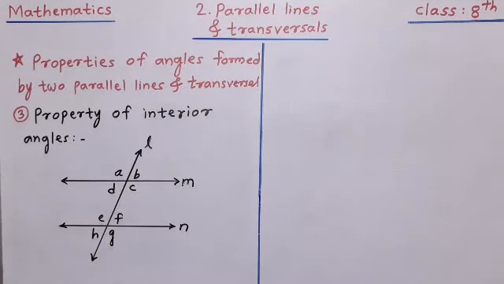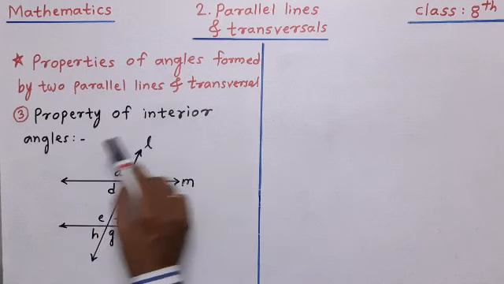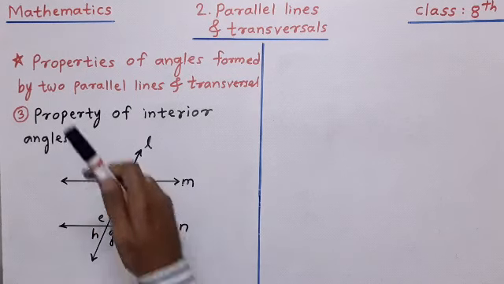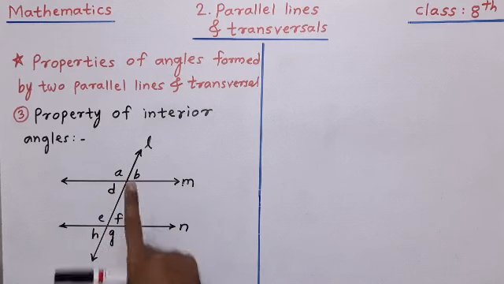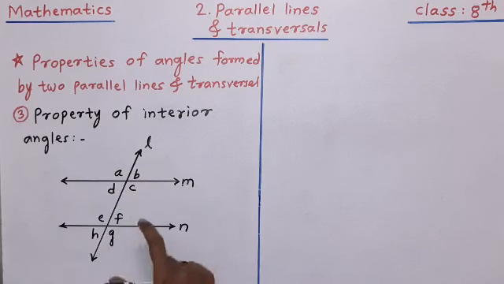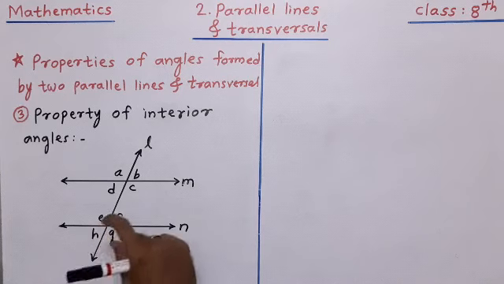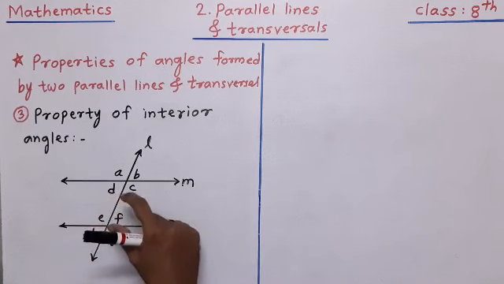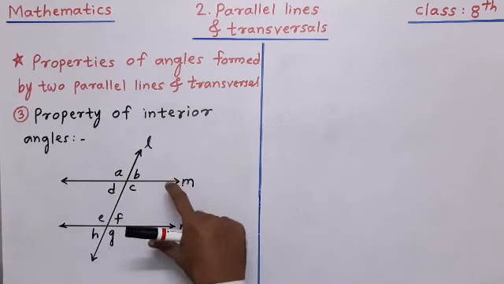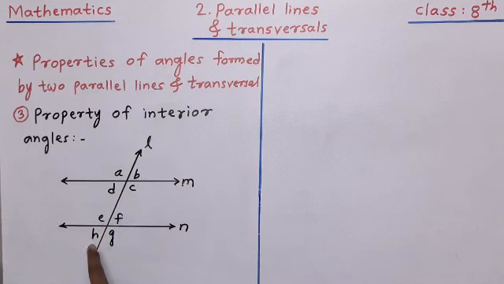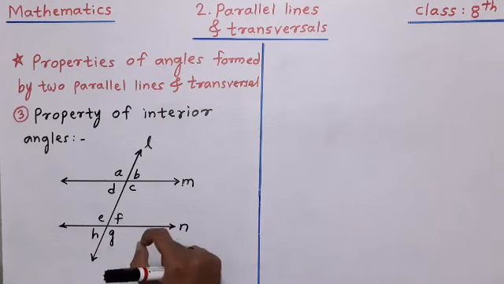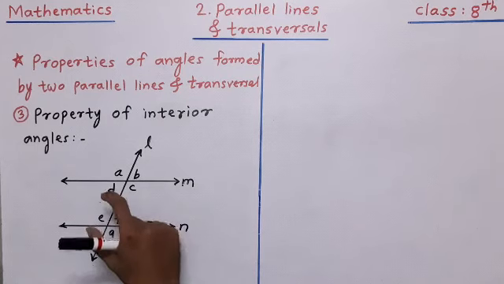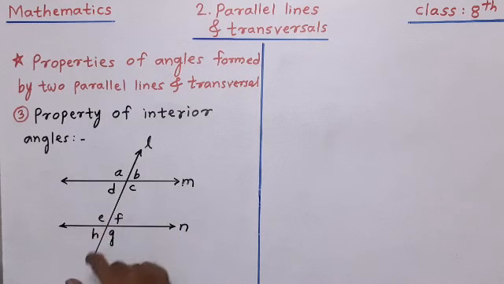Okay dear students, now let us see the third property. The name of this property is the property of interior angles. Again this property we are going to apply for the same figure. Now what does this property say? Each pair of interior angles formed by two parallel lines and their transversal is of supplementary angles. You know the meaning of supplementary? Two angles are said to be supplementary if their sum is 180 degrees.